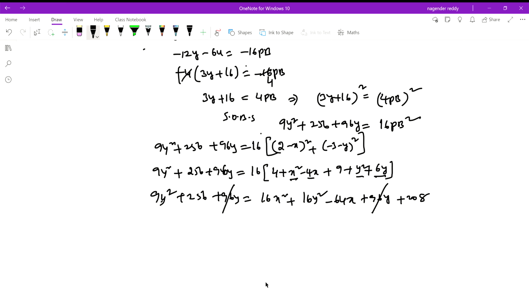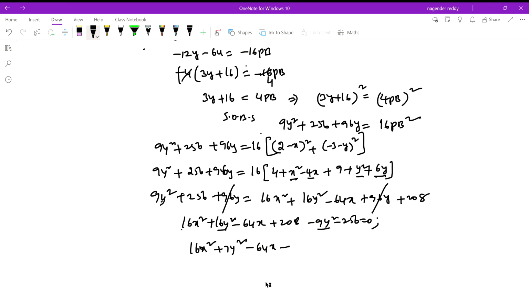Now listen carefully here. 96y on both sides will get cancelled. Send these to that side, then I'll rewrite once again. The 16x square plus 16y square minus 64x plus 208, bring that side, minus 9y square minus 256 equals 0. Now 16x square as it is, and you observe here two y terms are there: plus 7y square minus 64x minus, why? Because 208 is smaller than this 256.